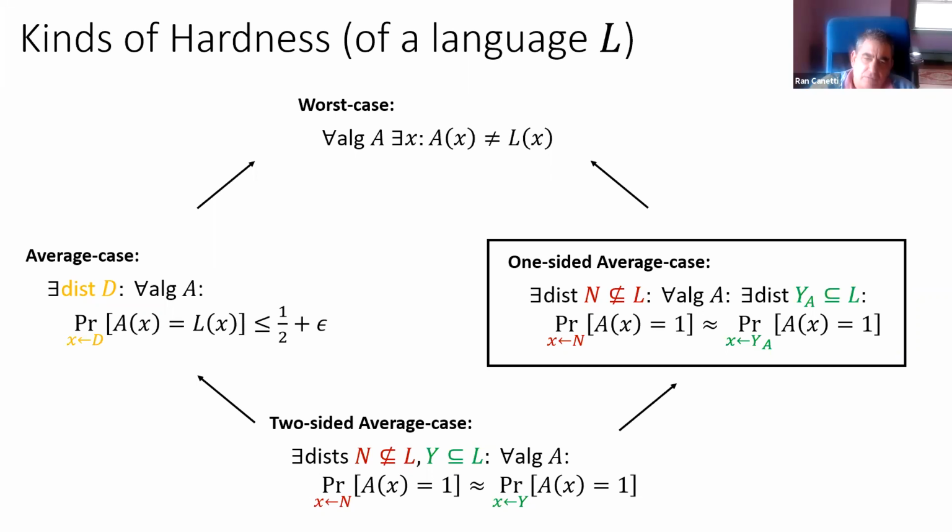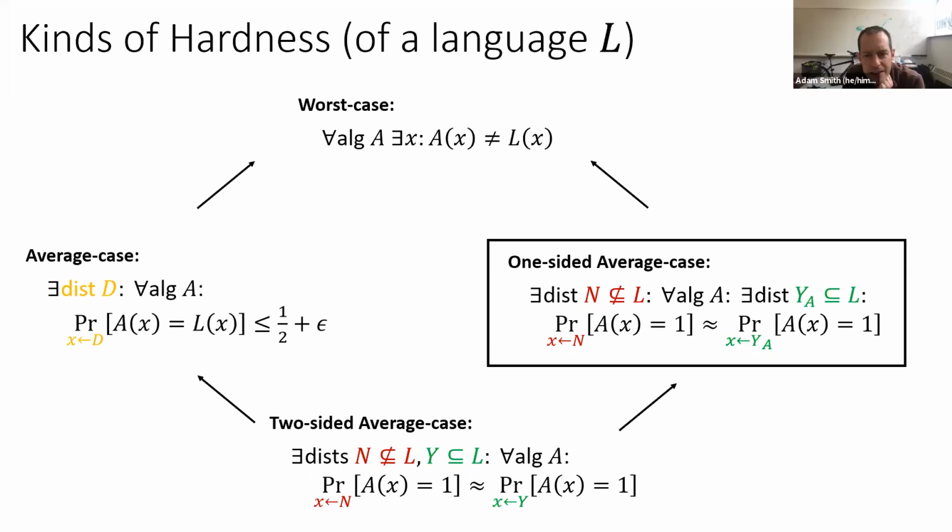Sorry for being slow, I'm trying to digest this notion again. What does it mean? It means that there exists a distribution on no instances, such that for any algorithm, there exists a distribution on the yes instances, and I don't understand what this indistinguishability means. Can I ask? Yeah. Can I take a stab while Ron? Yeah, please go ahead.